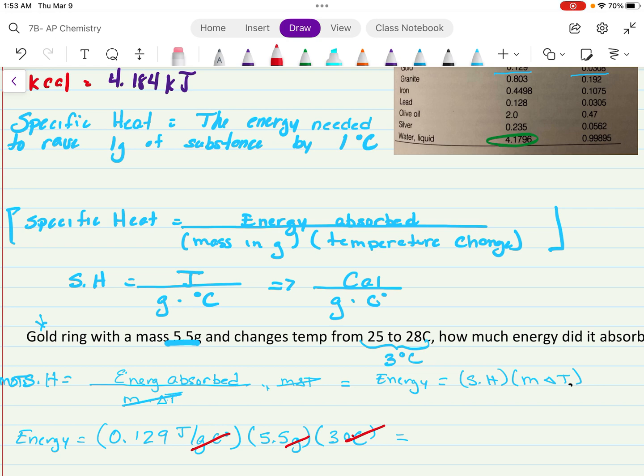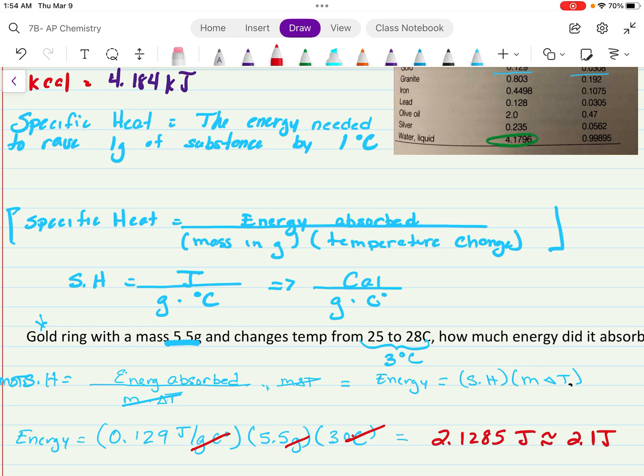When these cancel and you multiply everything together, you're going to end up with 2.1285 joules. Okay, now if we round that, we can round that to 2.1 joules of energy absorbed. So by looking at the specific heat, or its ability to absorb energy, or heat, we can determine the amount of energy that was absorbed by the system.